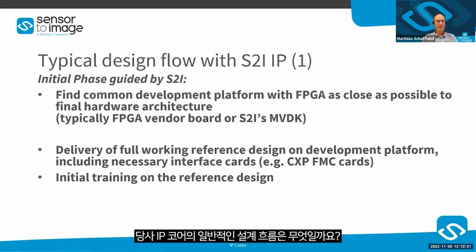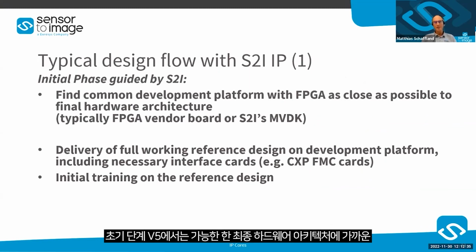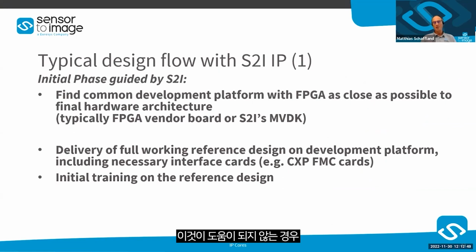What is the typical design flow with our IP cores? In the initial phase, we try to find a common development platform with an FPGA as close as possible to your final hardware architecture. So we typically use FPGA vendor boards, or if this is not helpful, we have our own machine vision development kit, MVDK, to have a common platform.